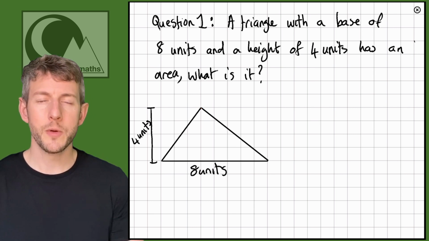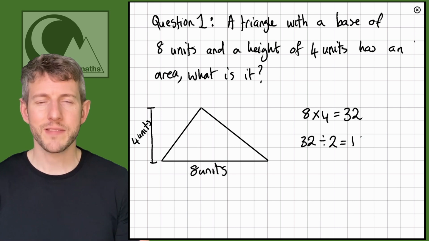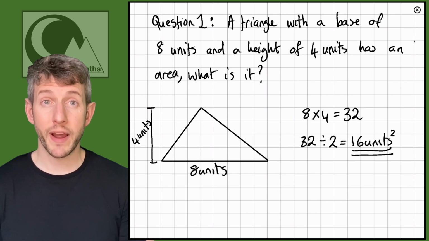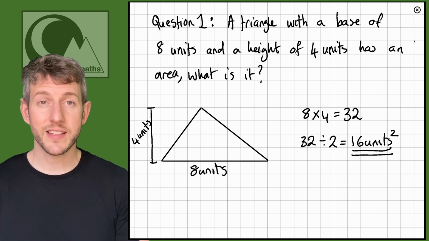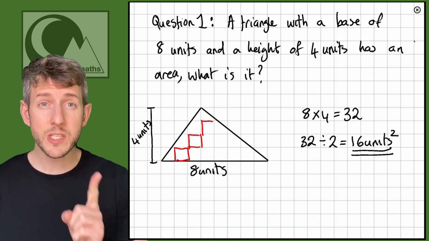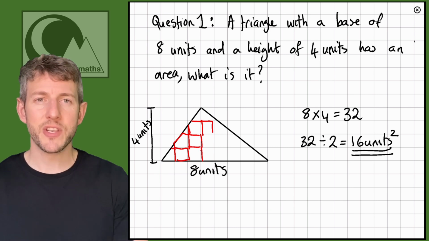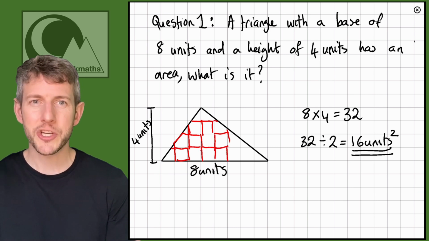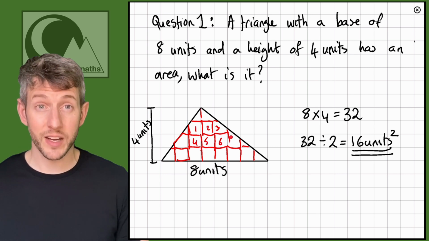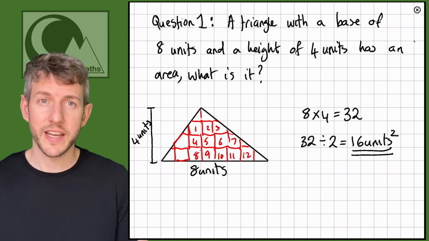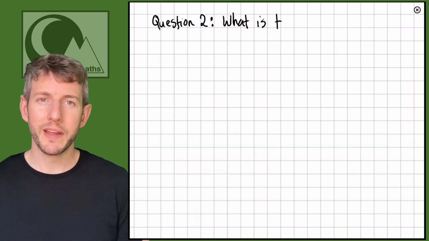So here we've got 8 units and 4 units. I'm going to do 8 times 4, which is 32, and I'm going to divide it by 2, which gives me 16. So the area of a triangle with a base of 8 units and a height of 4 units is going to be 16 units squared. Now the squared part is important because areas are 2D shapes, so we need to measure them in a 2D shape form. They've picked the square. Essentially we're thinking about how many squares would fit inside this triangle. It would be 16 squares of the unit of your choice.